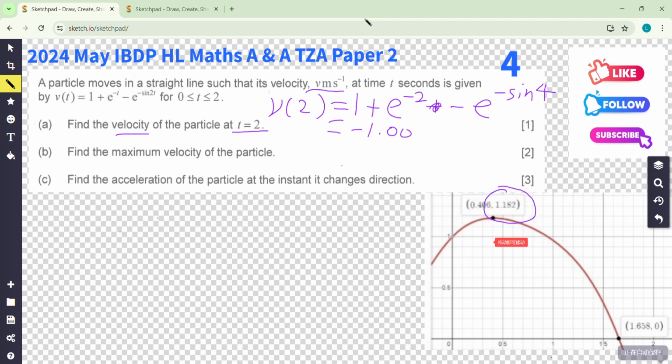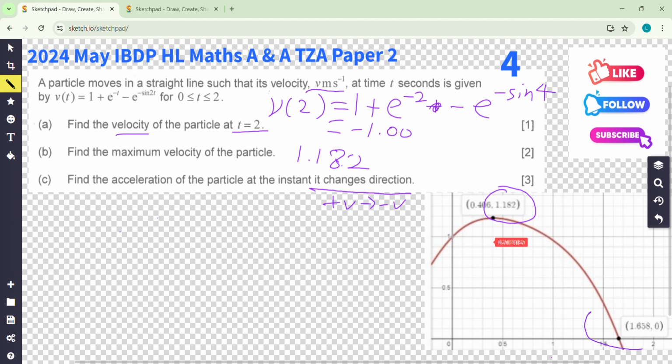Can you get it from your calculator? What is it? Yes, 1.182. Excellent. So you got 2 marks. Next one, find the acceleration of the particle at the instant it changes direction. Changing direction means from positive v to negative v, right? It means that when it crosses the time axis.